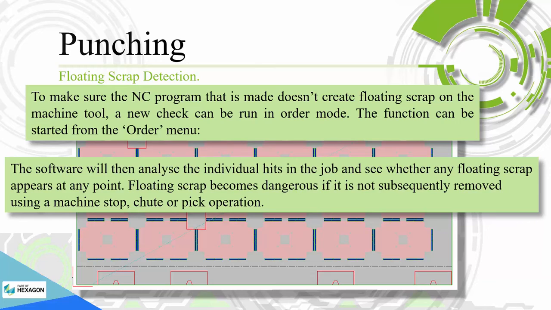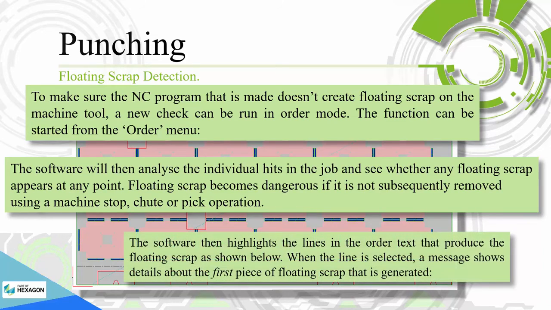Floating scrap becomes dangerous if it is not subsequently removed using a machine stop chute or pick operation. The software then highlights the lines in the order text that produce the floating scrap. When the line is selected, a message shows details about the first piece of floating scrap that is generated.